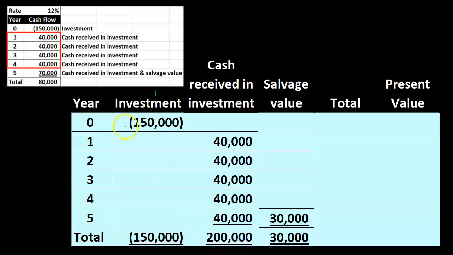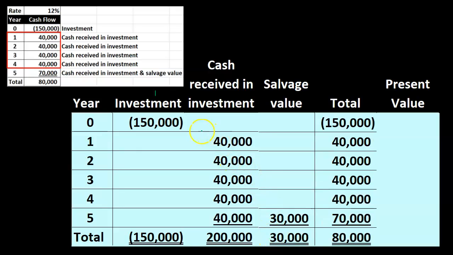And then we're going to have the salvage, because remember this 70,000 includes salvage value. So it's 40 plus the 30 salvage. So there's the total salvage. And if we total this up across this way, 150, 40, 40, 40, 40, and there's the 70. We end up with our cash flows. Now we're at the same point that we were in the prior presentation, or the prior slide, where we just had basically the cash flows. We got a little bit more detail. We can see the cash flows for different categories: investments, the receipt of cash, and the salvage.